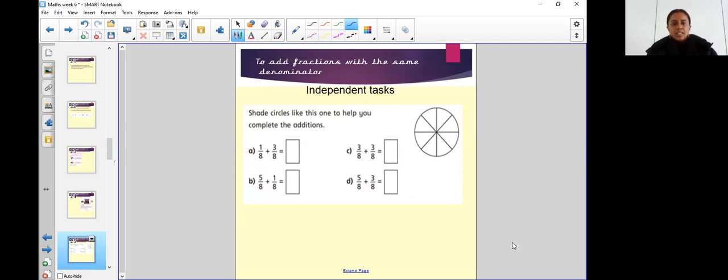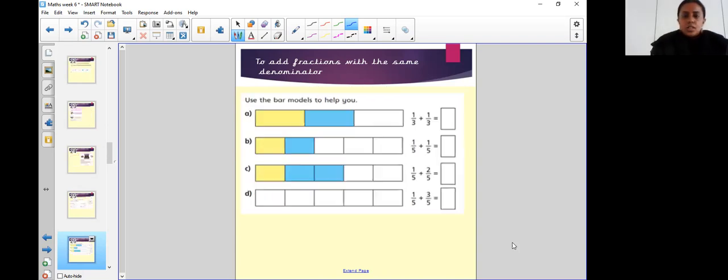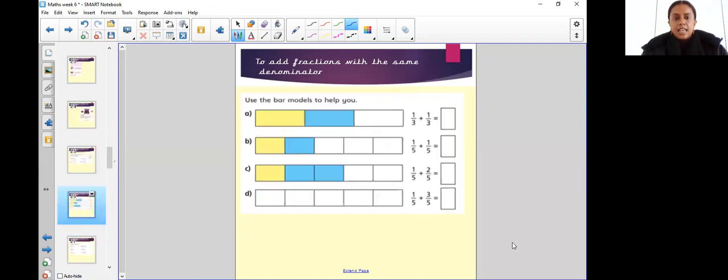So here are your independent tasks for today. So it says shade circles like this one to help you complete the additions. And if you don't want to do circles, you could also use the bar. So 1/8 add 3/8, 5/8 add 1/8, 3/8 add 3/8, and 5/8 add 3/8. See if you can have a go, but show your working out either using the method of the circle or the method of the bar. It's up to you. Your next activity is using the bar models to help you. So you can draw these out and see if you can answer these questions. Remember, you're going to need a set of colors or a few different colors in order to help you do this activity.